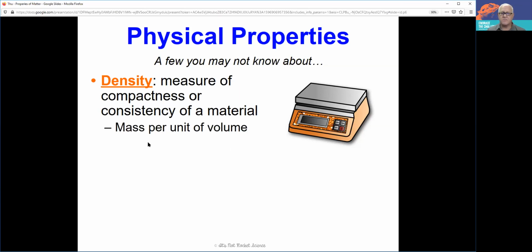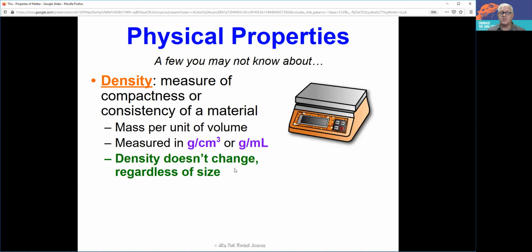And density is measured as a mass per unit of volume. And when we get into the classroom, we'll look at how to do those measurements. We measure it in grams per centimeter cubed or in grams per milliliter of liquid.